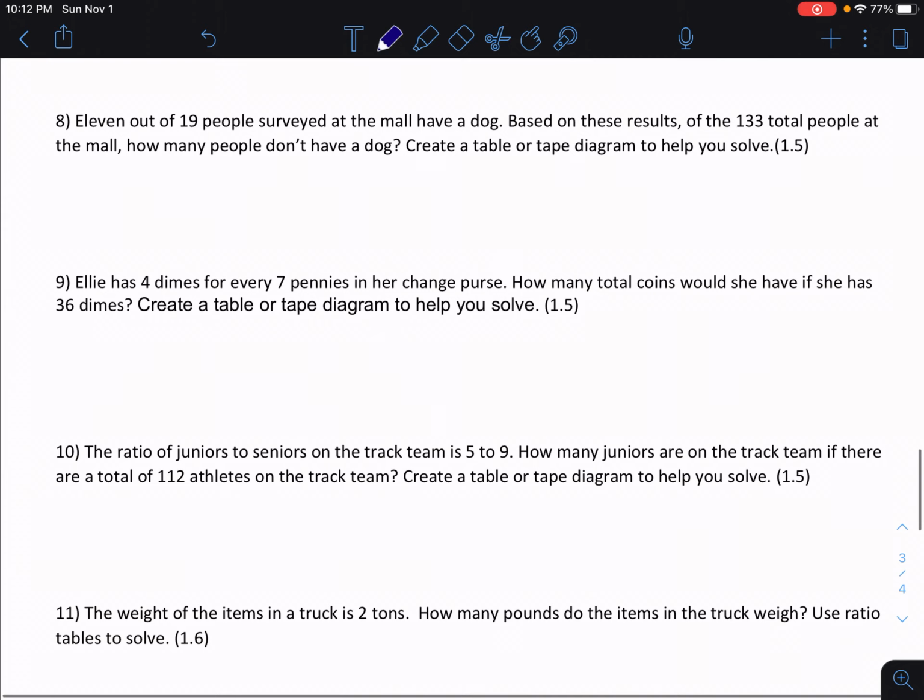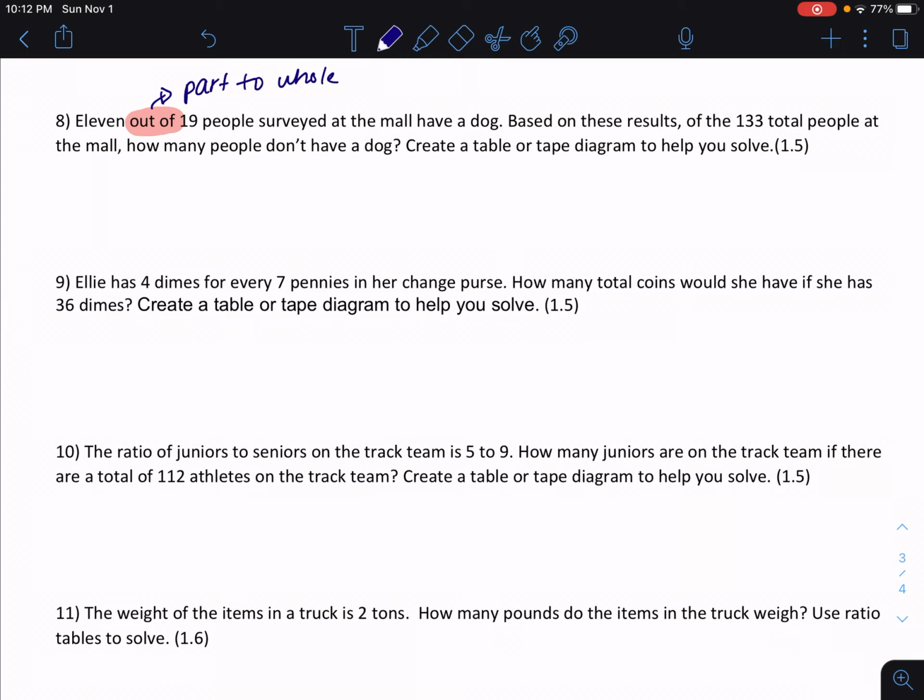For number 8, there's a couple different ways to do number 8. So it says to create a table or a tape diagram to help you solve. I can show both for this one. So this says 11 out of 19 people surveyed at the mall have a dog. And this out of is really important. This is a part to whole, because they give us the total.